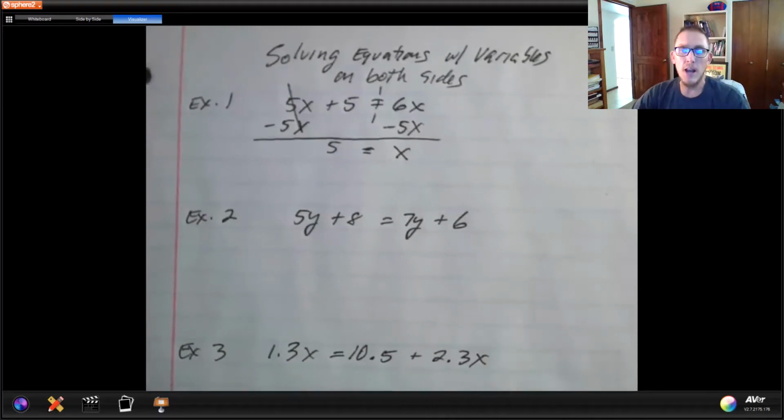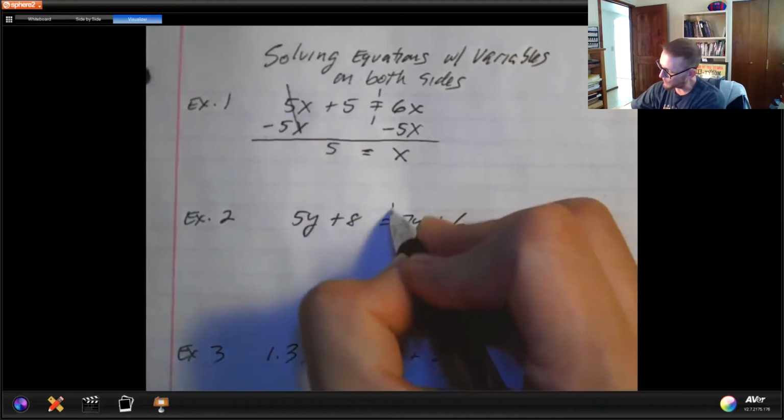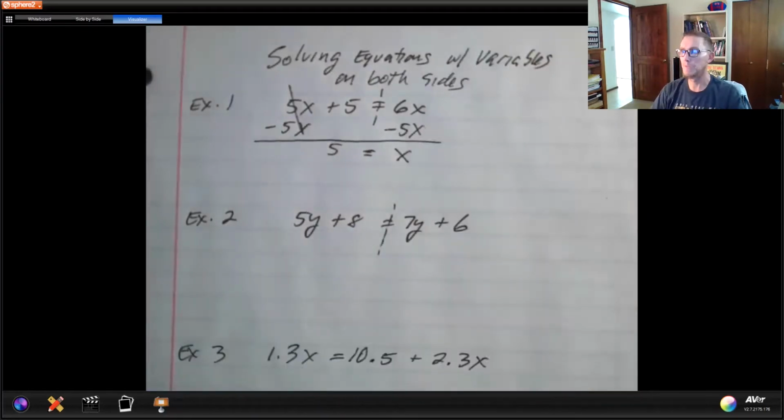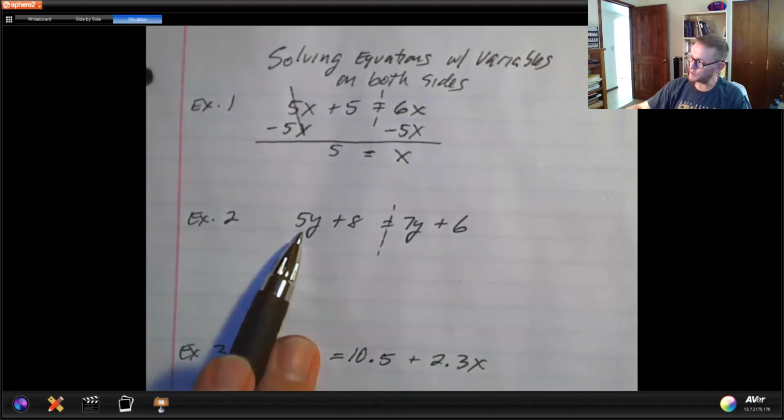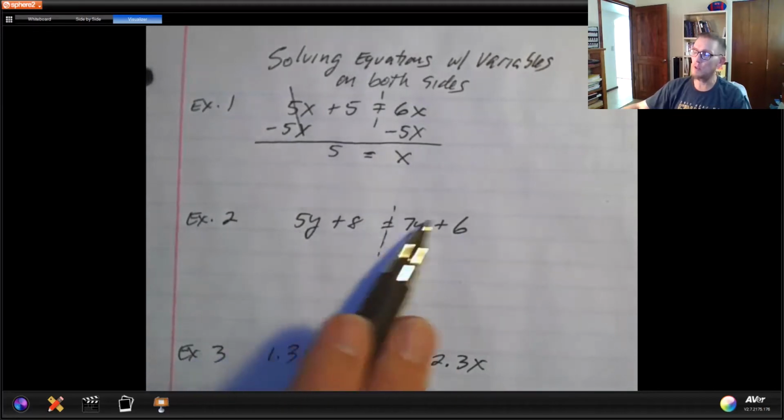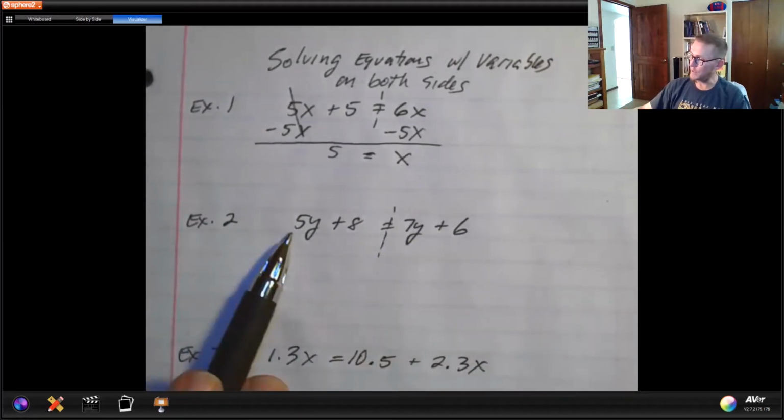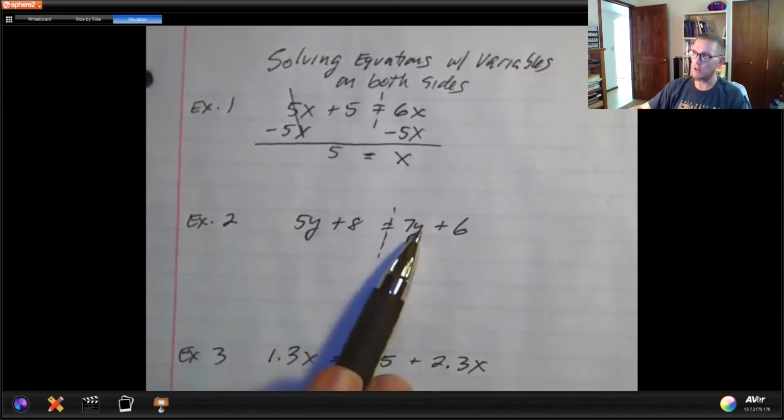Well, this particular example worked out great because when I subtracted the 5x to move it to the other side, all of a sudden, x was alone, and this became a very simple equation. But they're not all going to be like that. So example 2 is really what an equation with variables on both sides will look like. I'm going to go ahead and put my barrier down the middle here. And I have a 5y plus 8 and a 7y plus 6. I have a y on the left side of the equals and on the right side.